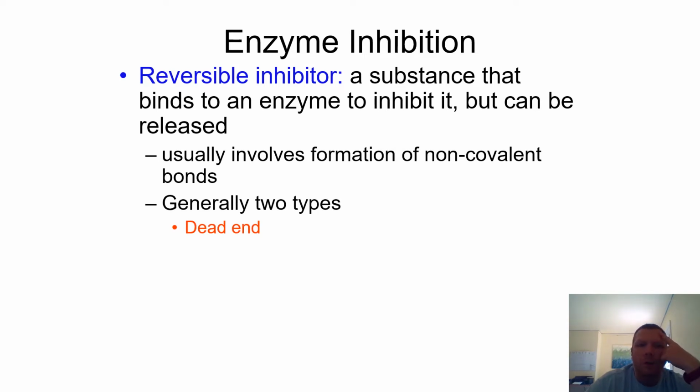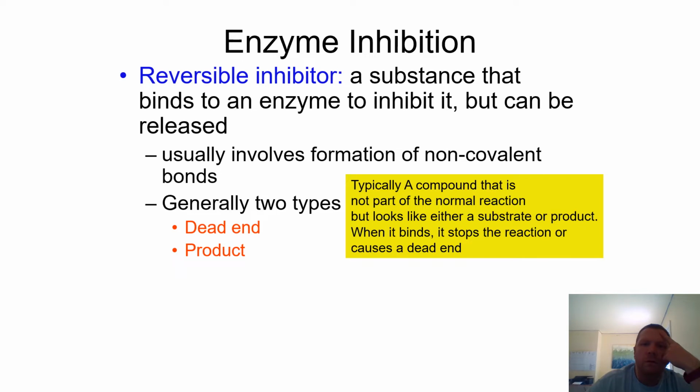And this is going to generally result in two different categories of reversible inhibitors. One is a dead end reversible inhibitor, and the alternative is a product inhibitor. Typically, a dead end inhibitor is a compound that is not a part of the normal reaction, but looks like either a substrate or a product. When it binds, it stops the reaction or causes an actual dead end to it.